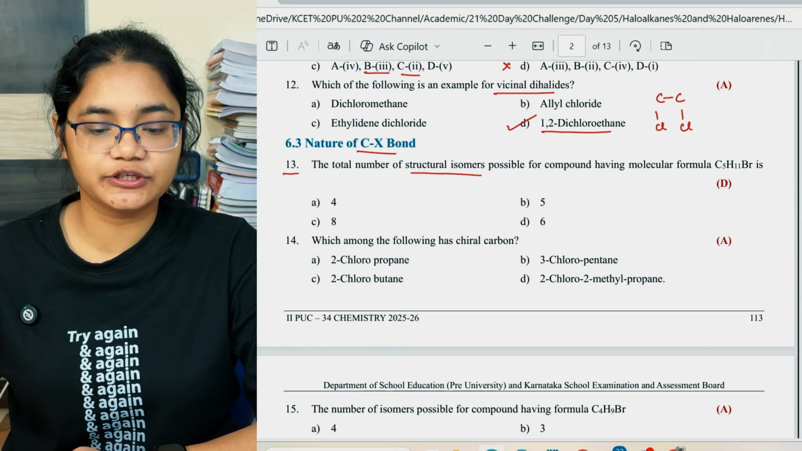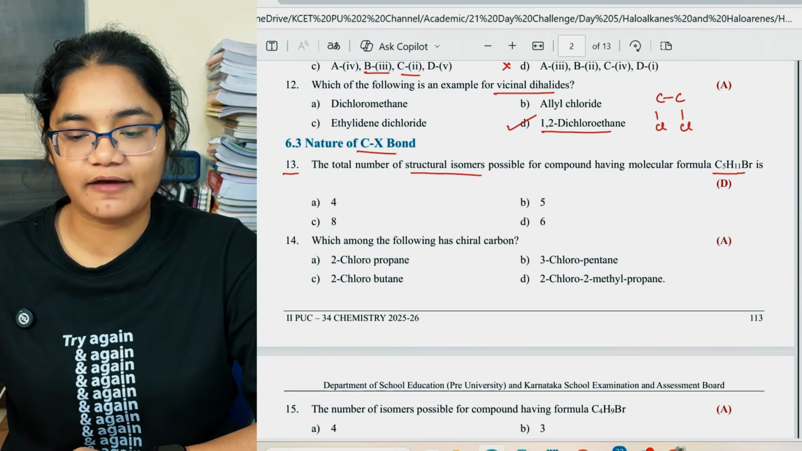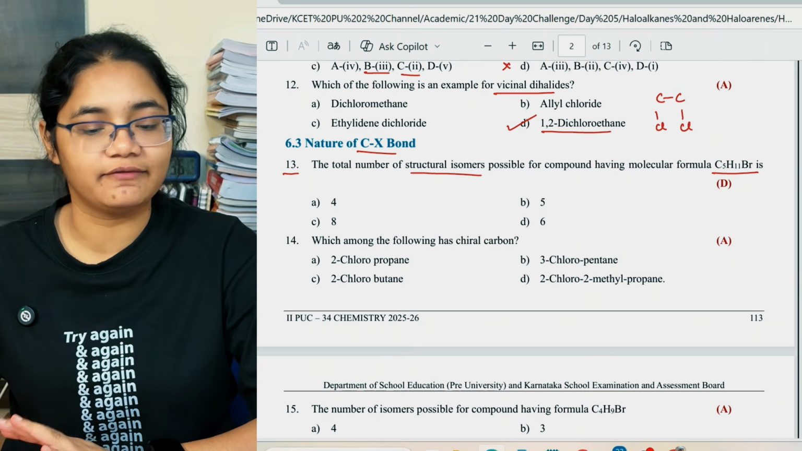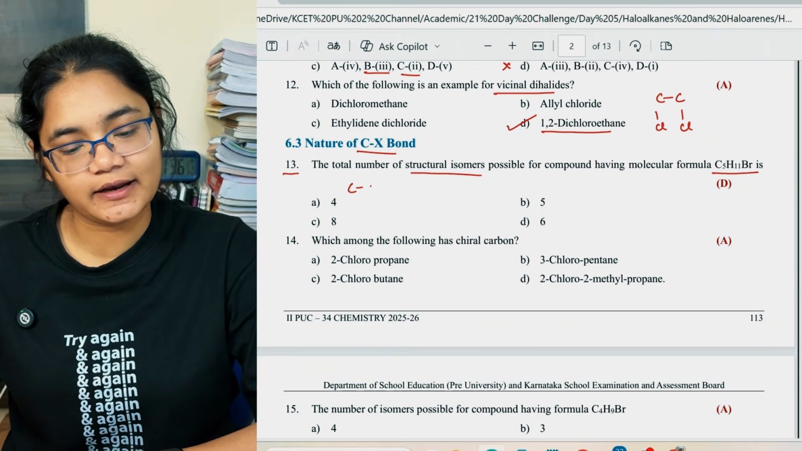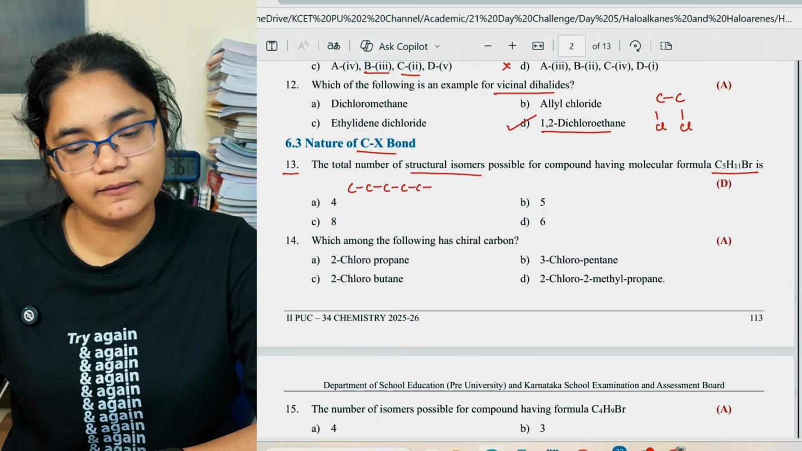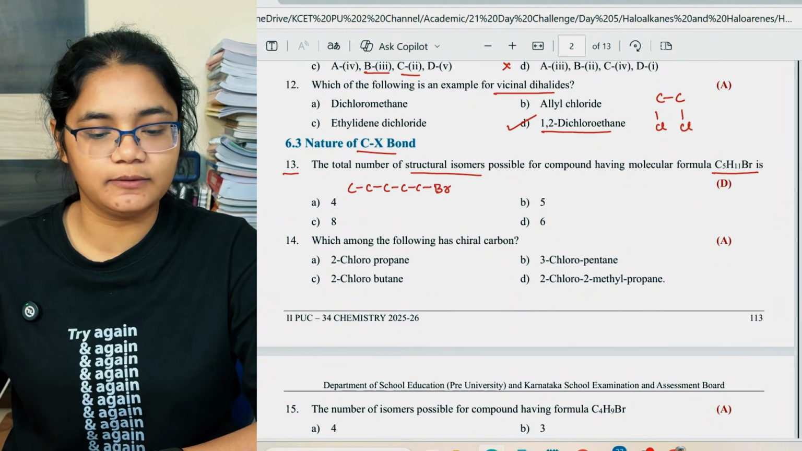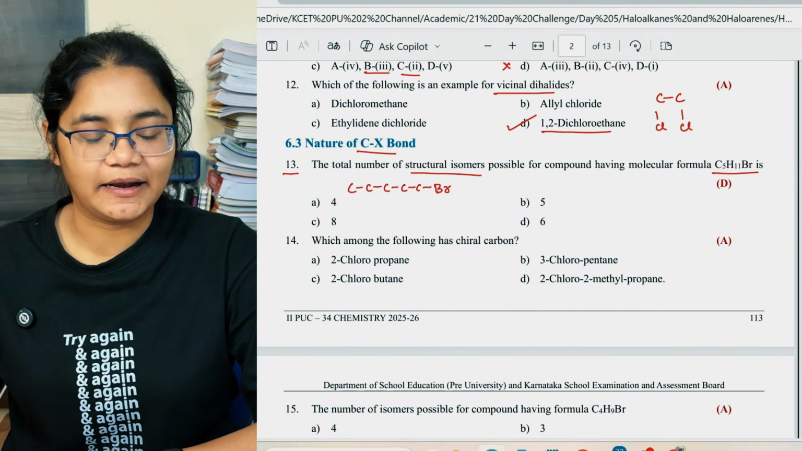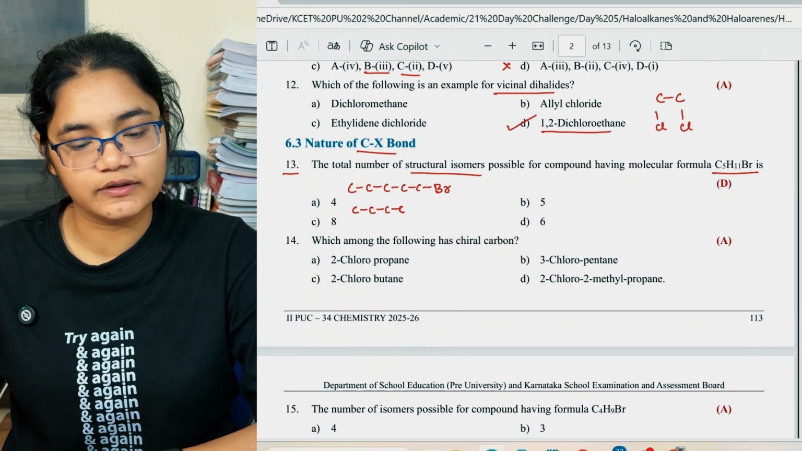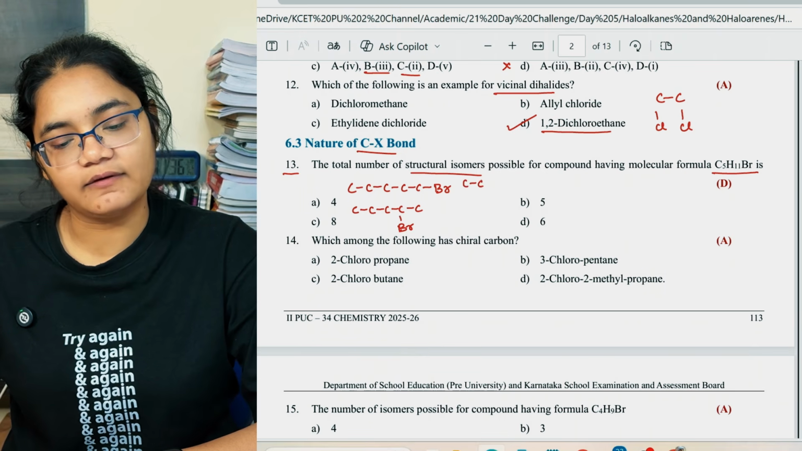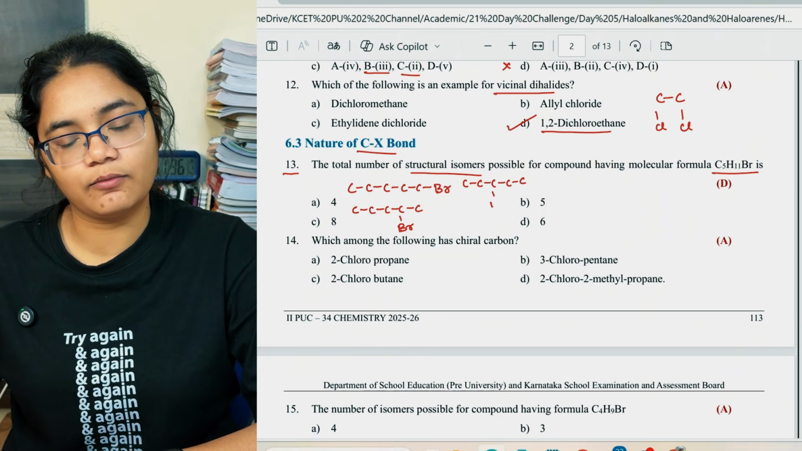The total number of structural isomers possible for the compound having molecular formula C5H11Br. Okay, so if you see, I can have first 5 carbons in one line, and that's 1 bromine position. This is 1-bromopentane. Then you can have the second bromine on this carbon. Okay, that is 2-bromopentane, and then we can have 3-bromopentane here.